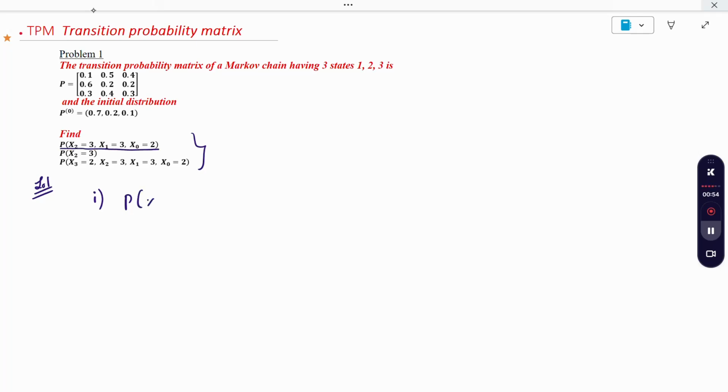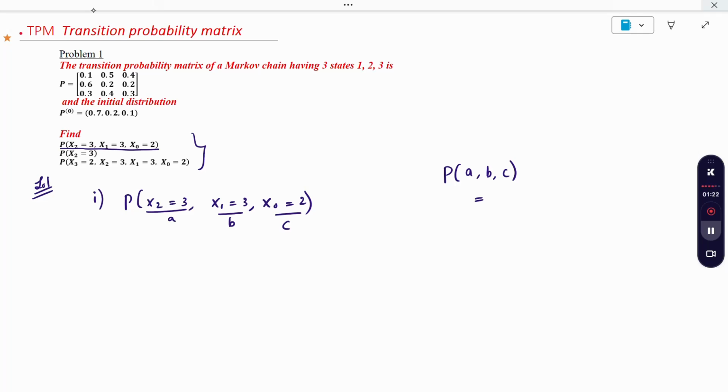Probability of x2 equal to 3, comma x1 equal to 3, comma x0 equal to 2. If it is given like this, with commas, what do we mean by that? A, comma B, comma C. If it is given like this, I take this fully to be A, this fully to be B, this fully to be C. So when it is given like this, we have to use the Markov chain.